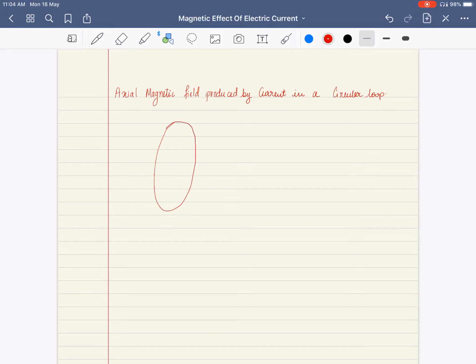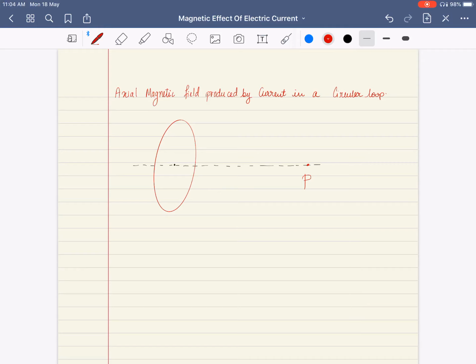Suppose I talk about a circular coil, so I know that this is the center. If I find the magnetic field at the center of the coil, then I can say it is mu naught I by 2r. But if I consider an imaginary line passing through the center and I need to find the magnetic field at that axial point, this is my axial point P. Okay, getting it clearly?